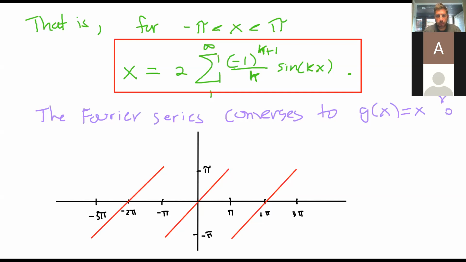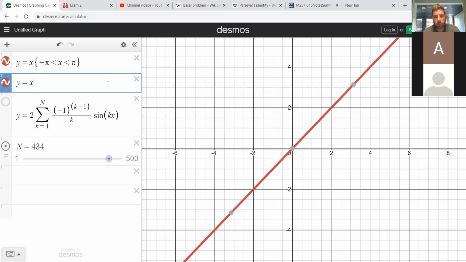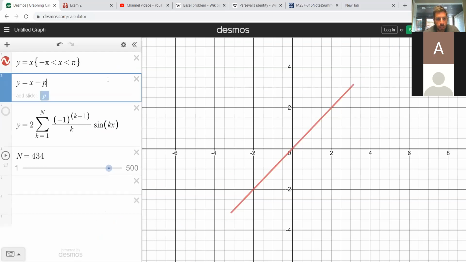So if I go back to my share and go to Desmos, I hit the wrong button, so let me just do it manually. What line do we want? We want a line with slope 1 that goes through certain points. What points does it go through? Well, this would be x, and then you want it to go through, say, pi comma negative pi, right? So what does that mean? Well, that would be x minus pi.